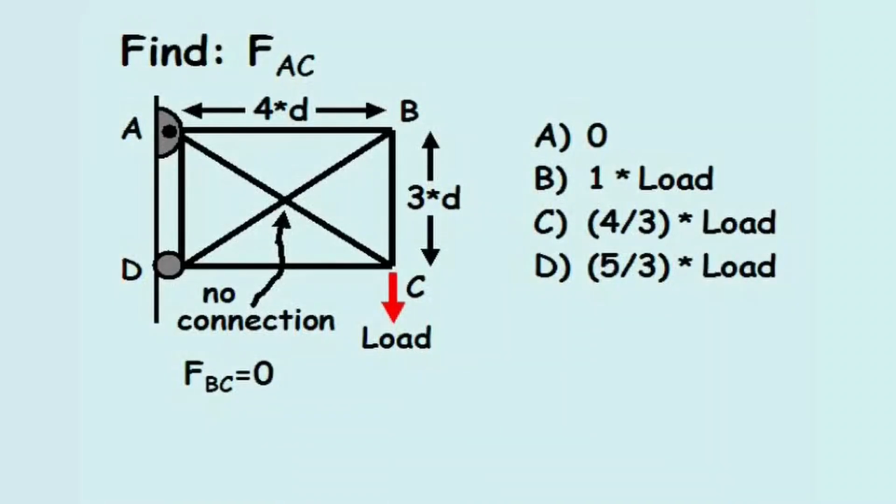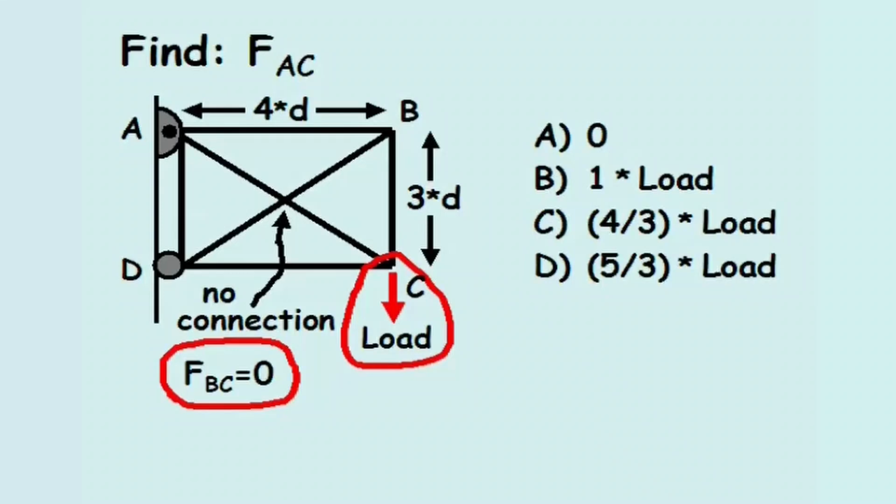Find the force in member AC. In this problem, a truss is connected to a wall with a pin connection at point A and a roller connection at point D. The truss is loaded vertically downward at point C, and there is no force in member BC.